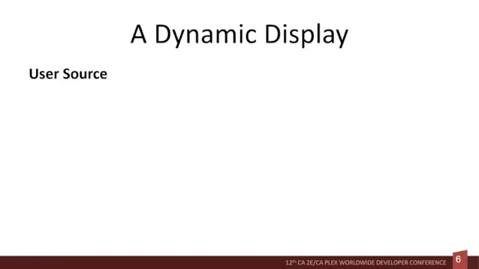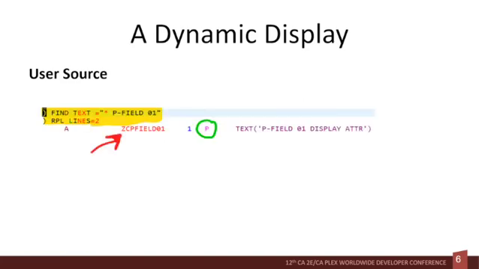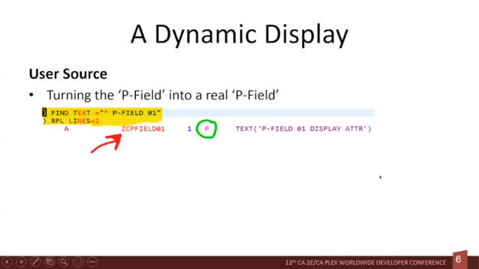So now comes the scary user source piece. See, like I said, very scary. Here's the first 3 lines, and I was wrong. It's only 4 lines, not 5. So this is how we turn the P field into a real P field. And what we're doing is we're taking that PField 01 display attribute, and we are going to replace the code that's there.